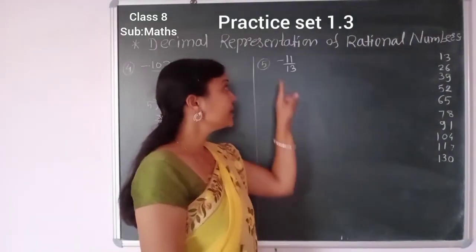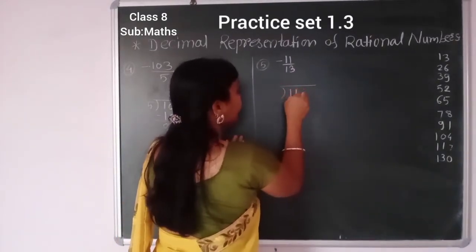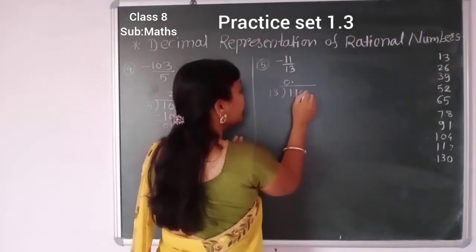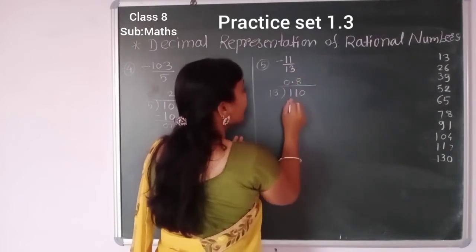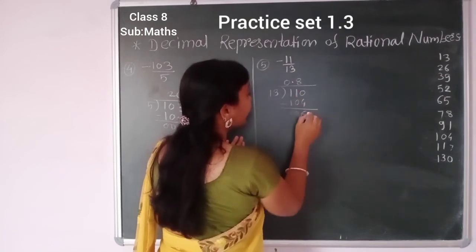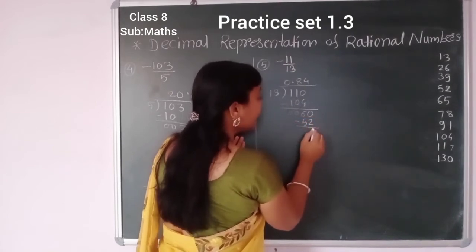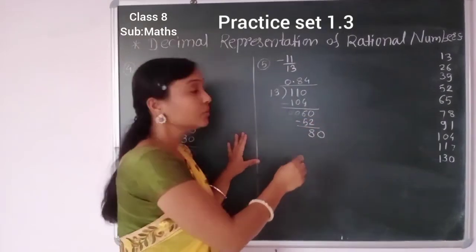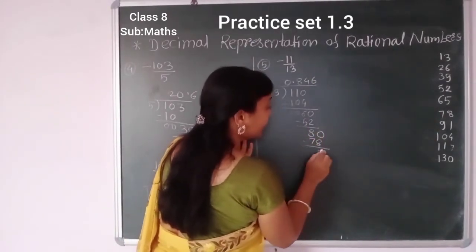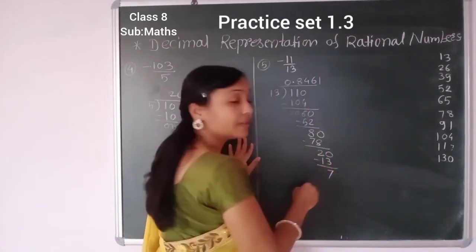Our next example is minus 11 upon 13. So first divide 11 by 13. It is smaller than the divisor, so we take point 0. 13 eights are 104. We get remainder 6. Again 0. 13 fours are 52. Then we get remainder 8. Again take 0. Then 13 sixes are 78. We get remainder 2. Again 0. 13 ones are 13. We get remainder 7.